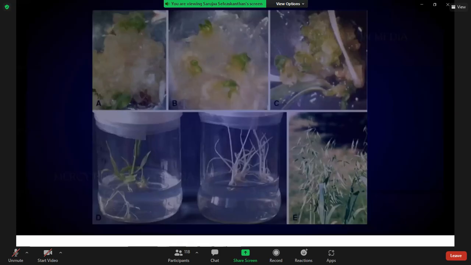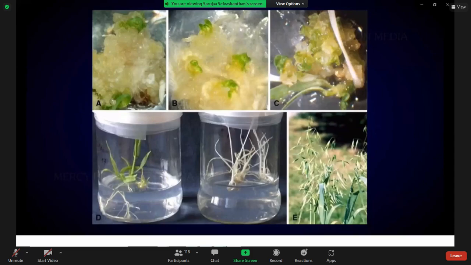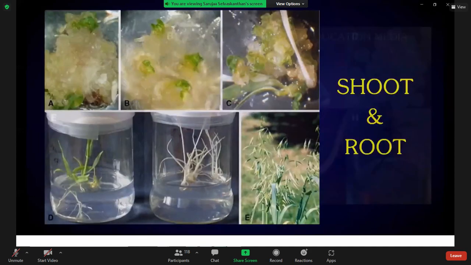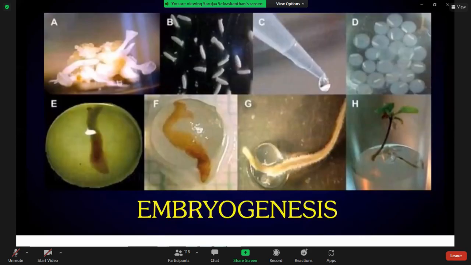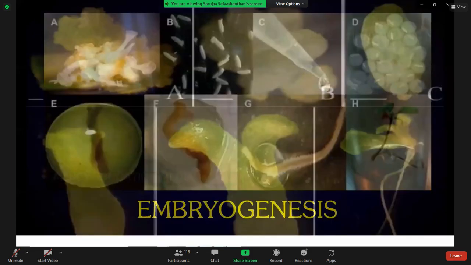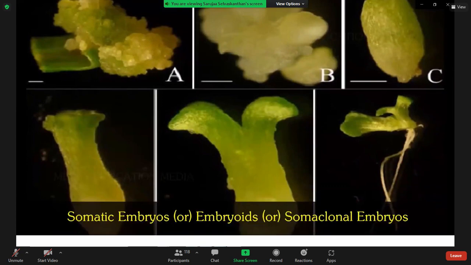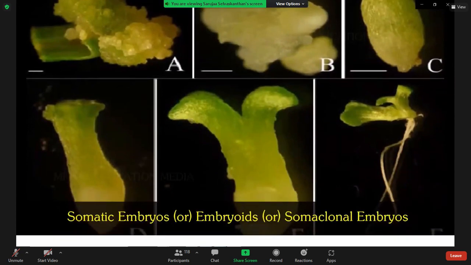The formation of embryos, that is, a bipolar structure having a shoot and a root, from the callus is called embryogenesis. These embryos arise from somatic callus tissue and are called somatic embryos or embryoids or somaclonal embryos.